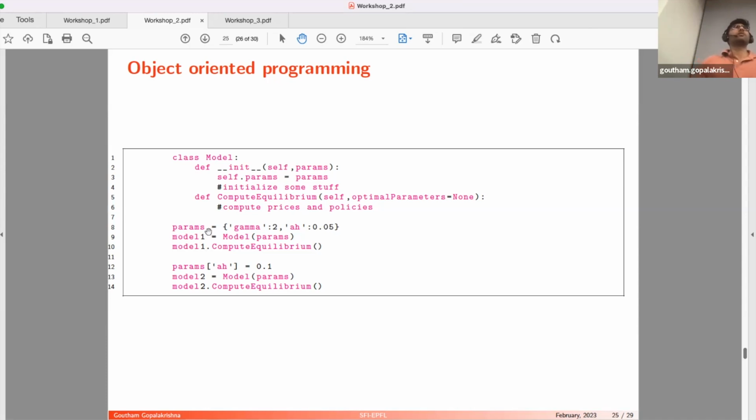So the first thing you do is you have a parameter dictionary. Say you have a risk aversion parameter and productivity of the households, and so on and so forth. And you instantiate this class here. You pass this params, which is a dictionary of parameters, to this class model. The moment you write this down, this gets executed. Okay? These parameters that you pass here will get allocated to the instance of this class. And then you can compute equilibrium by calling this instance of the class. That's typically how things are done in object-oriented programming.